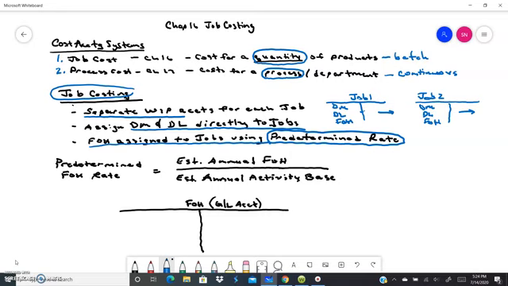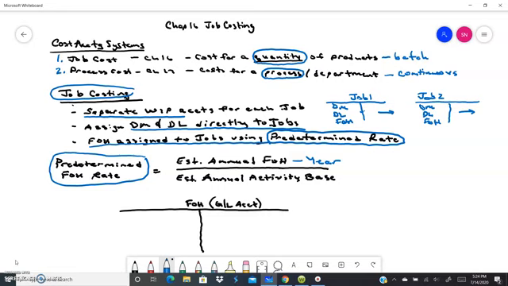So what we want to do is we want to get a bit of all of the factory overhead into each job based upon how much activity there's going to be throughout the year. So what we're going to do is at the beginning of the year, we're going to calculate a predetermined factory overhead rate. So we're going to take the annual factory overhead. So this would be for the whole year, what we think the total factory overhead is going to be for the whole year.